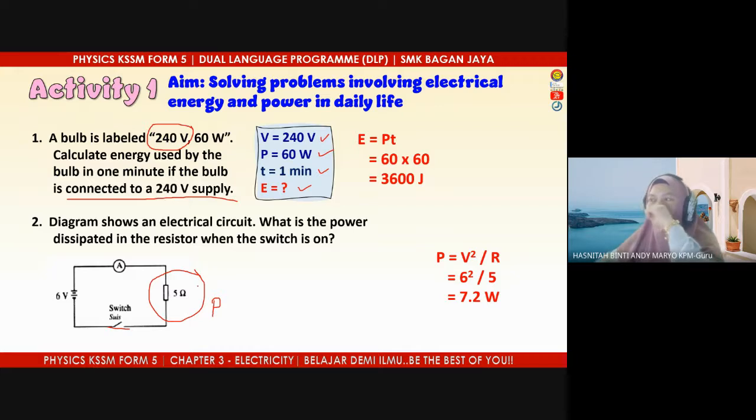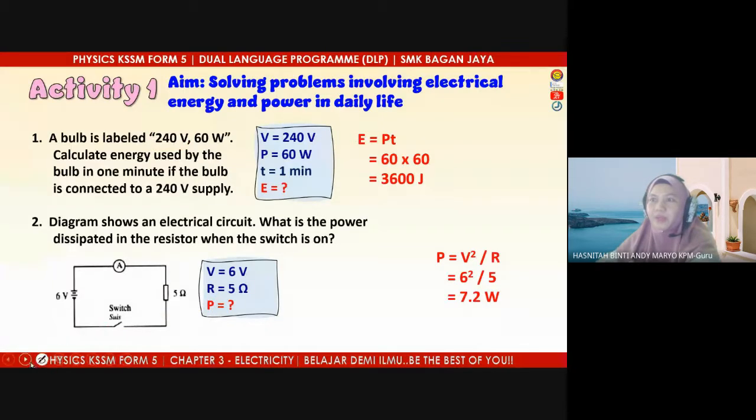So look at what information you are given, then decide the formula. We are supplied with all this information. V is 6 volt. The voltage is 6 volt. Resistance across the resistor is 5 ohm. So we are looking for power.